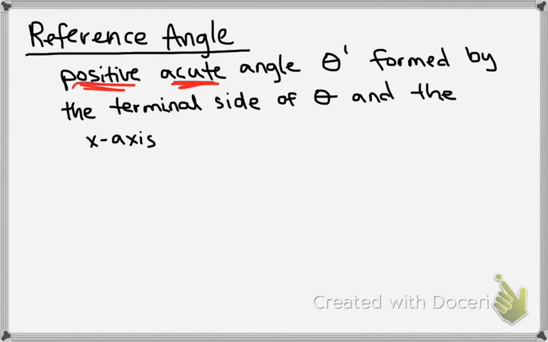So when looking at these, our angles can be in any of the 4 quadrants. So if we look at it in quadrant 1, there's our angle there. Our reference angle is also that angle. So when finding the reference angle, your angle is going to equal your reference angle when in quadrant 1.